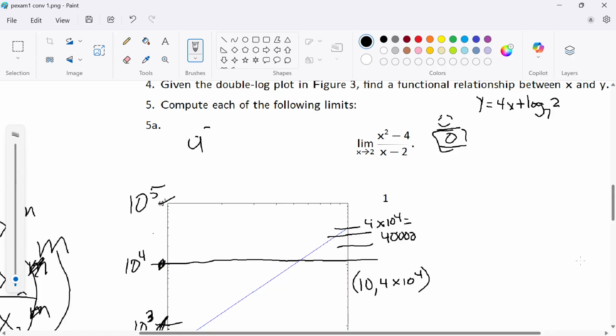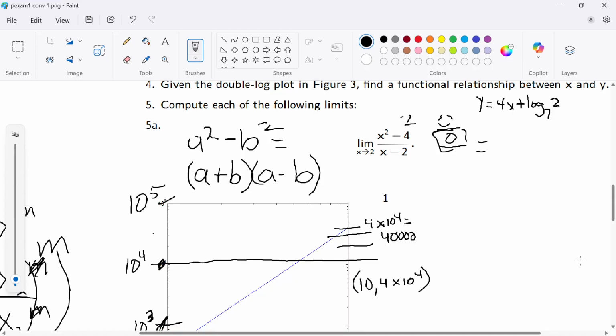Remember, a squared minus b squared equals a plus b times a minus b. So if you plug in the limit value, in this case 2, x approaches 2, and you get an indeterminate form, try factoring. So I'm going to factor. And this is x squared minus 4. 4 is 2 squared, so this is x squared minus 2 squared. It's x plus 2 times x minus 2 divided by x minus 2. And see, the x minus 2 terms cancel.